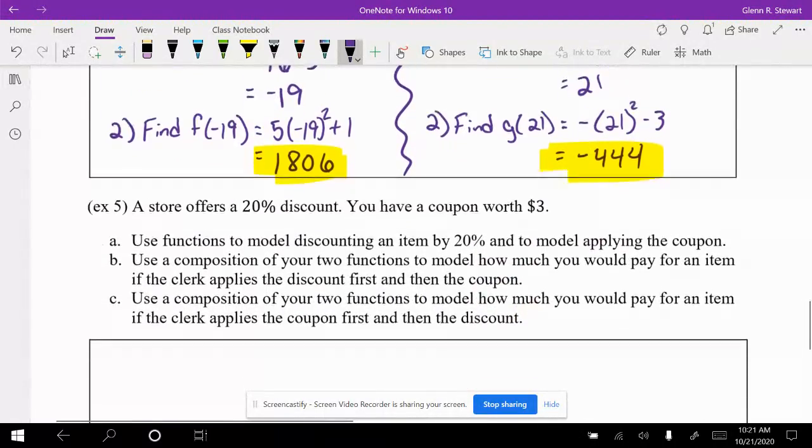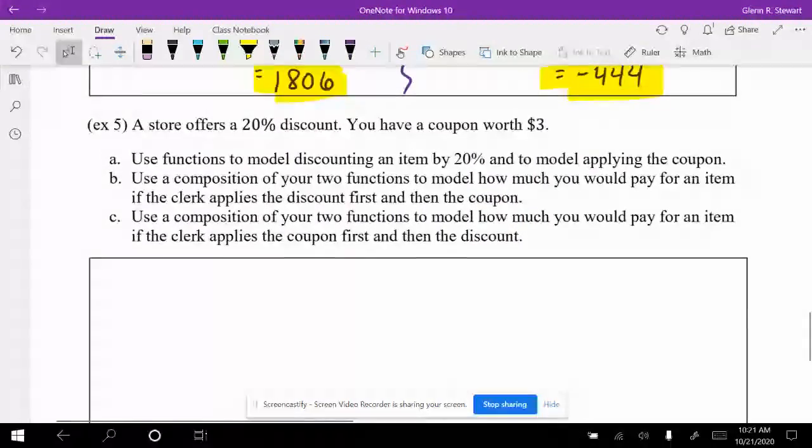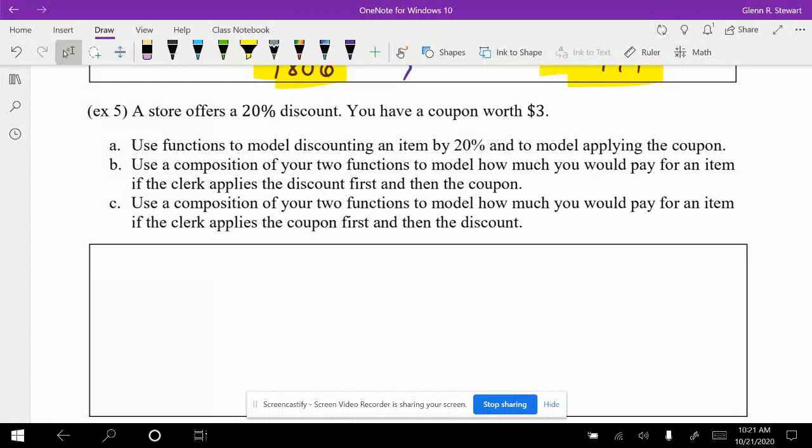Last problem that I have for you, this real life situation: a store offers a 20% discount and you have a coupon worth $3. Use a function to model the discount of an item by 20%, and a function to model applying the coupon. Then we want to use a composition to model how much you pay for the item if the clerk applies the discount first and then the coupon, and the composition if you apply the coupon first and then the discount. So first thing I'm going to do is model the discounts.